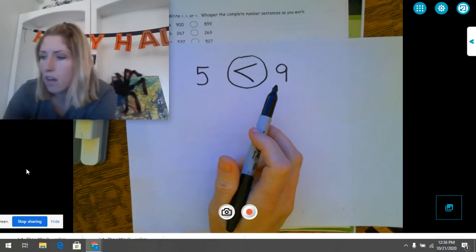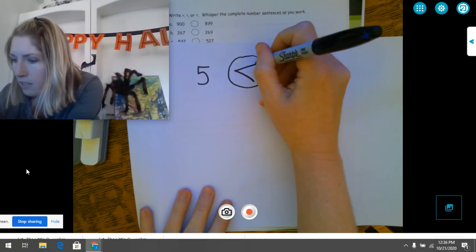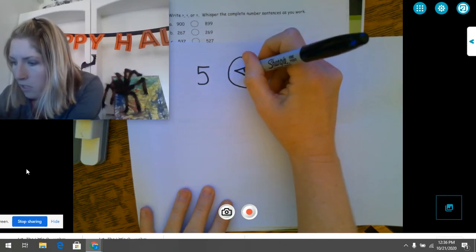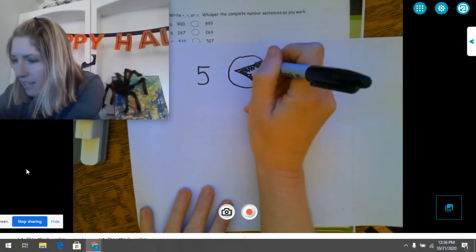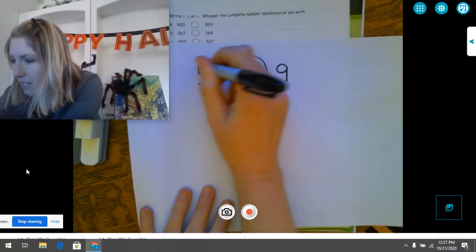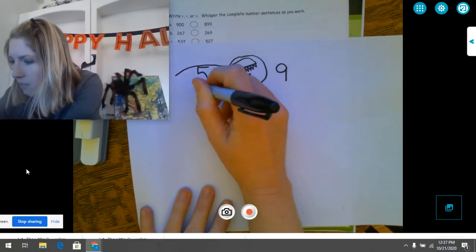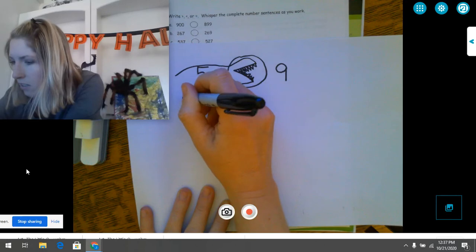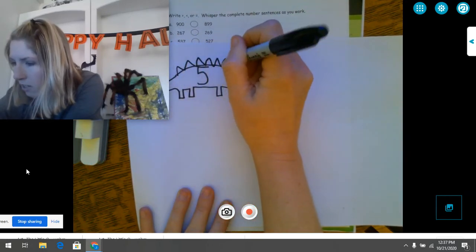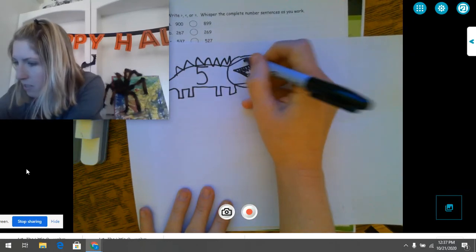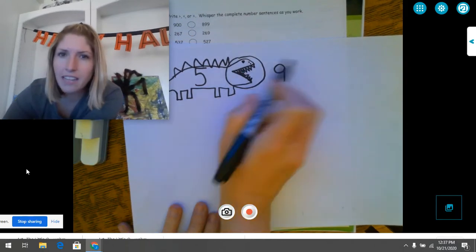So see, here's the symbol for greater than. You're obviously not going to draw this on your papers every time you write greater than, less than, but it's a really good way to remember. See how Miss Cadmus is not great at drawing crocodiles, but you picture a crocodile here. See how it looks like his mouth? His mouth with it open, or a dinosaur eating that bigger number.